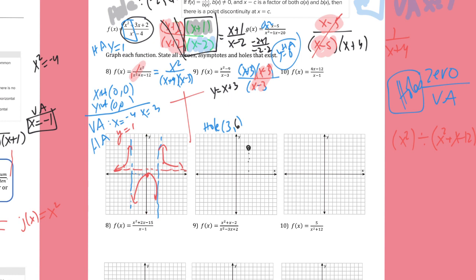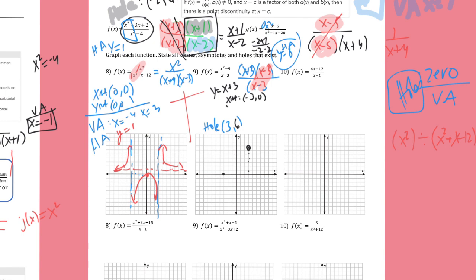Okay, so let's do this. The x-intercept is going to be the numerator's value, so it'd be negative 3, 0. Again, it can't be a hole and an x-intercept, so negative 3, 0 is going to be an x-intercept. The denominator is going to be a vertical asymptote, but there aren't any more denominator values. It can't have two jobs, so there is no vertical asymptote.